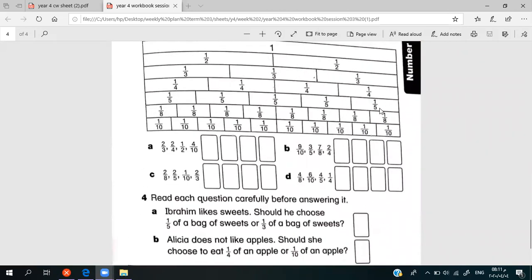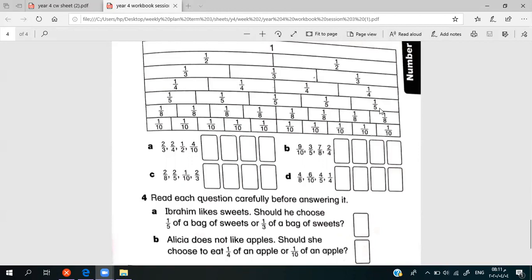Now, this is the last thing we're gonna do in the workbook. Okay? This is page 47. This is really good because I can show you, using this fraction wall. It's called the fraction wall, okay? To compare the fractions.